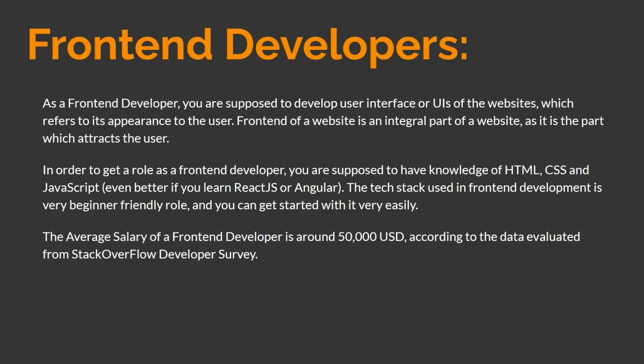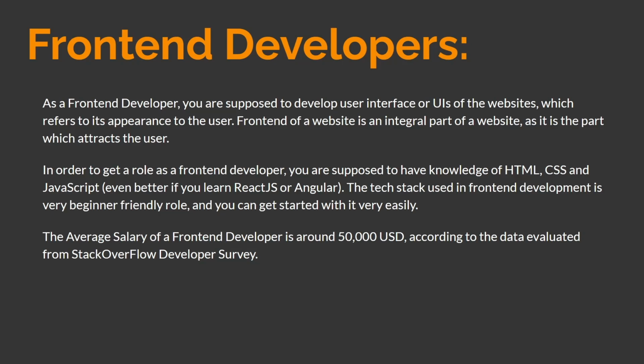It attracts the user. Okay, so in order to get a role as a front-end developer, you are supposed to have knowledge of HTML, CSS, and JavaScript. These three technologies are mandatory for you to learn in order to get a role as a front-end developer. And it is even better if you are able to learn React.js or AngularJS, or just Angular. React.js and Angular are nothing but frameworks of JavaScript, or you may say a subset of JavaScript. So if you want, you can code some front-end applications using React.js or AngularJS, using the syntax of the JavaScript programming language.